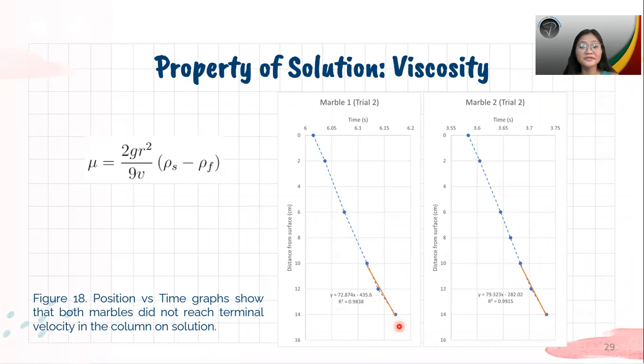Other sources of errors could be the orientation of the camera, which may have caused errors in reading positions, as well as the slower frame rate of the camera compared to the falling marble. Now, if the marble reached terminal velocity, V would increase, and the viscosity of the solution is expected to go much lower, closer to the viscosity of water.